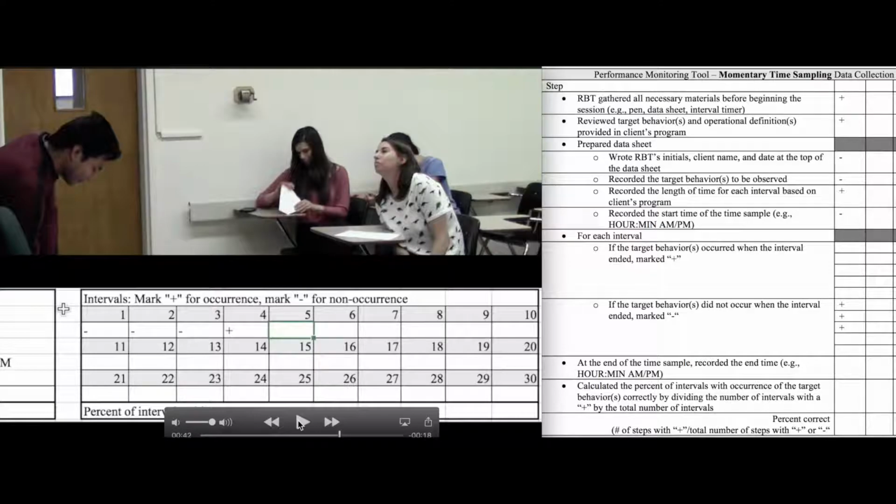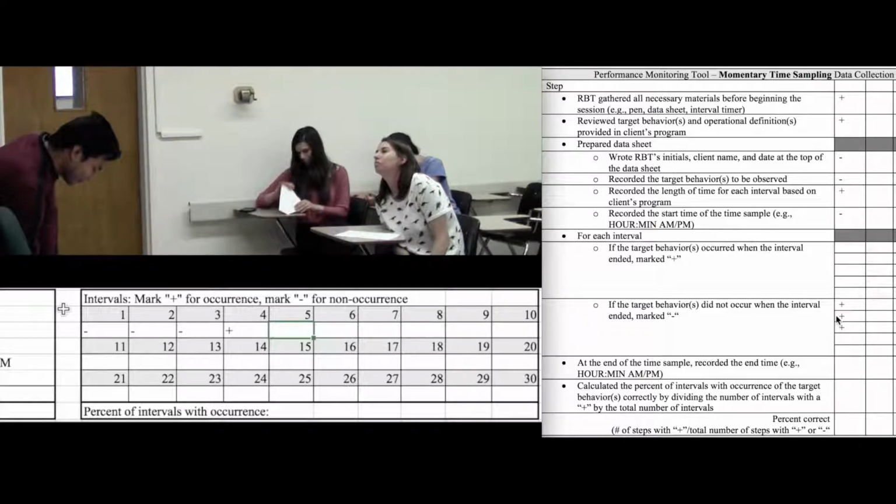Nice work. At the end of that interval, when the timer went off, the client was facing forward and looking at the chalkboard, meaning she was attending, so she got a plus on the data sheet. Really good. We're going to go back to our PMT and give Lance a plus for correctly marking the occurrence of the behavior. Good job.